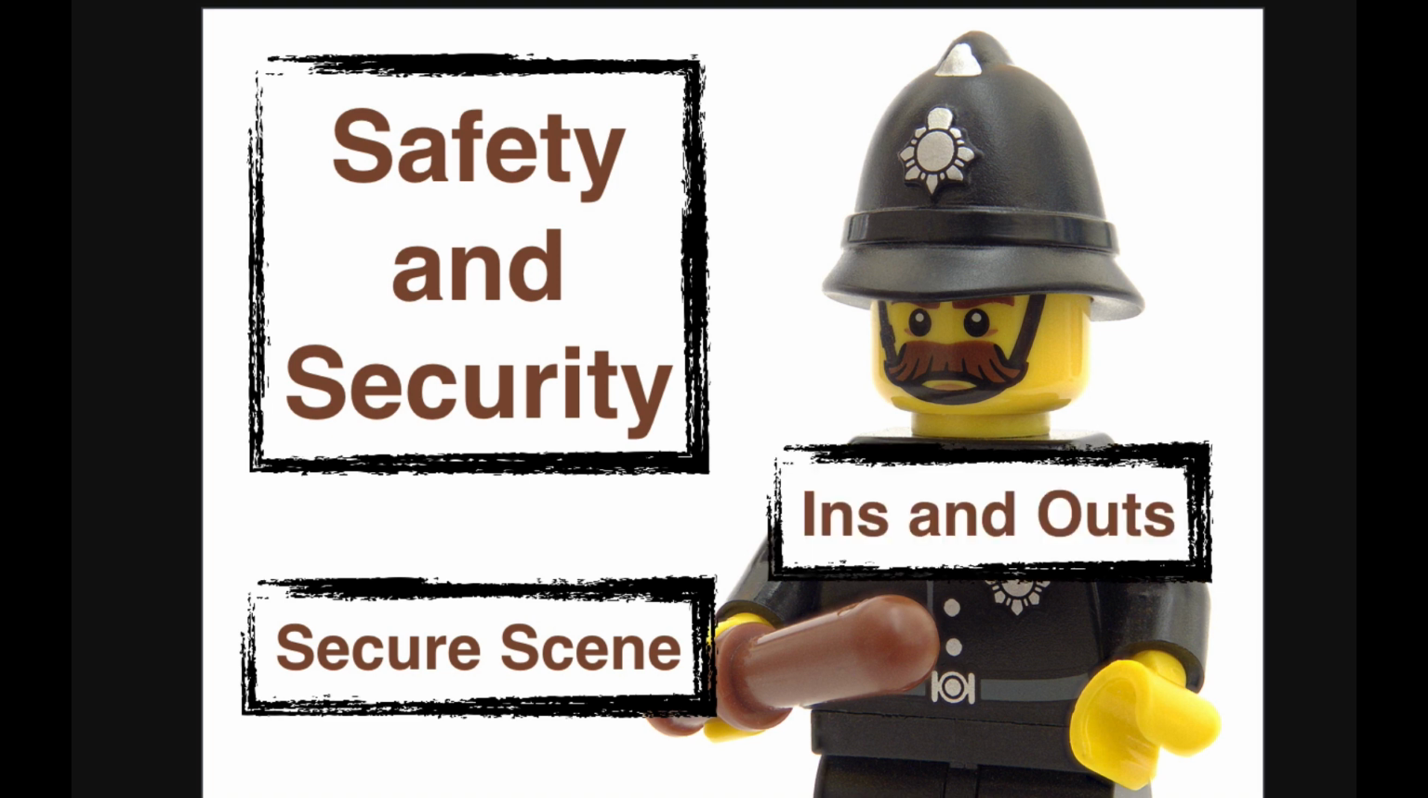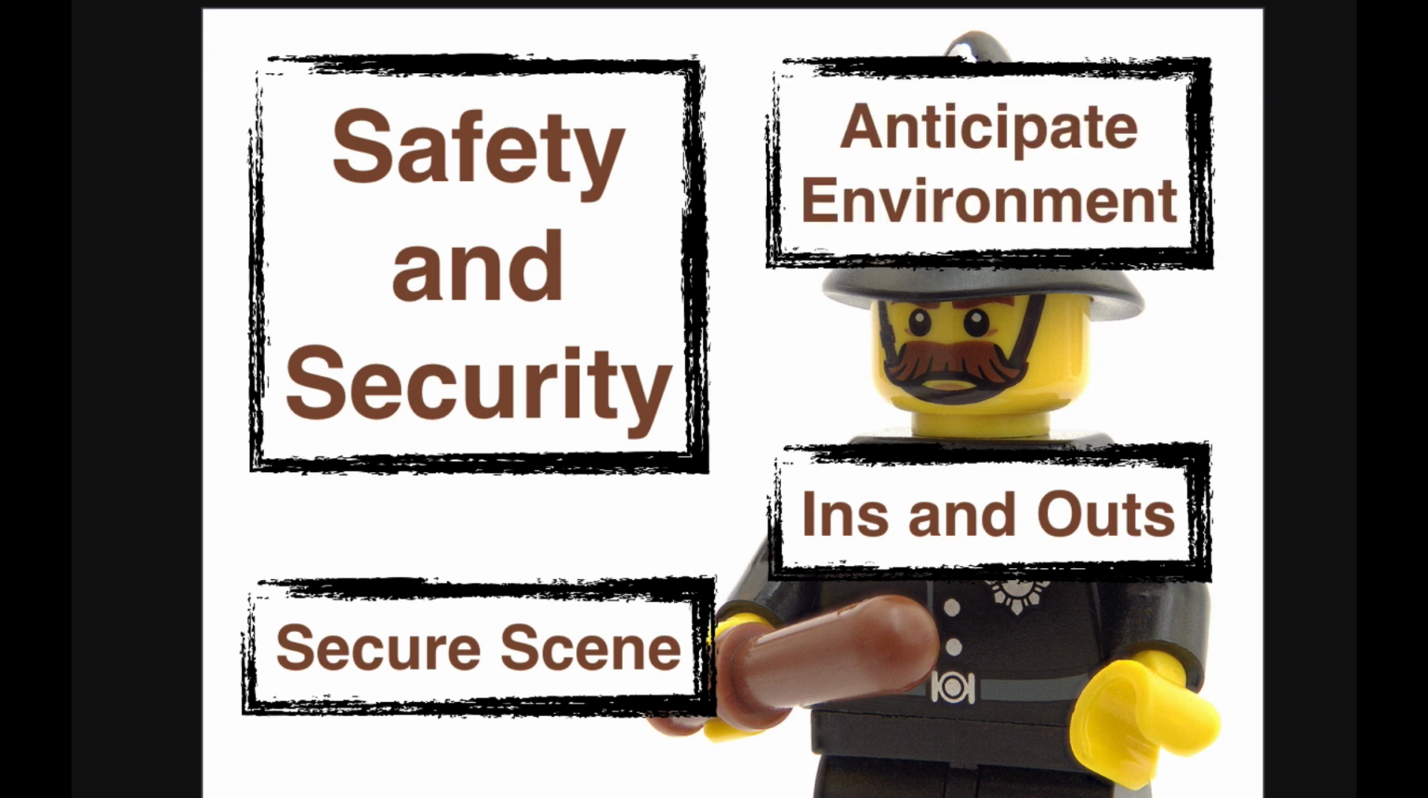Are the ins and outs of a scene secure, right? So if there was a dirty bomb that goes off, do we know where people are able to come in and come out of whatever area it is? And if it's not secure, you need to make sure that it is secured so you know exactly where people are coming in and out, and then anticipate environmental changes.